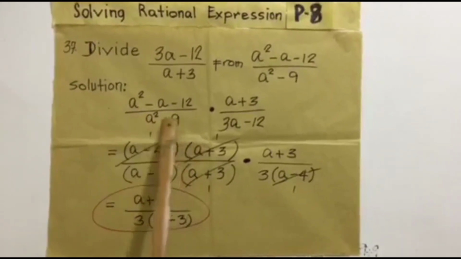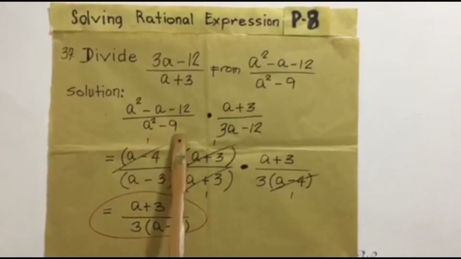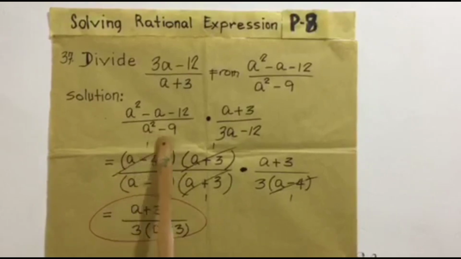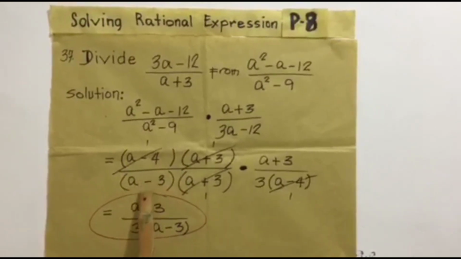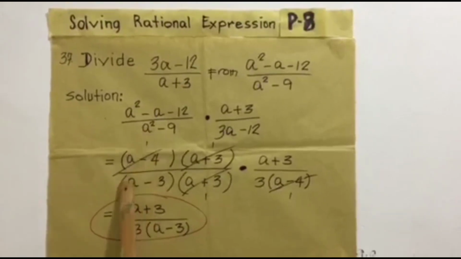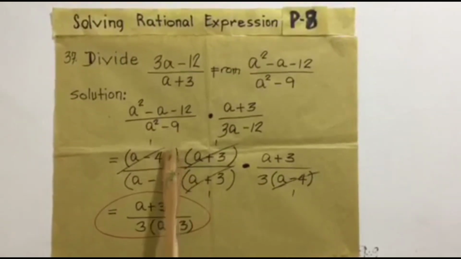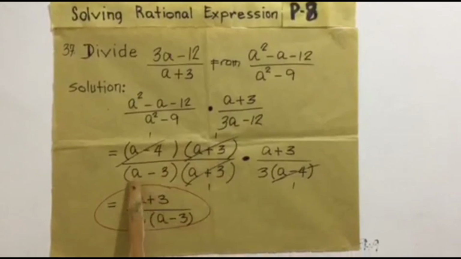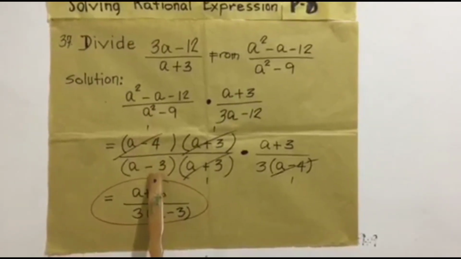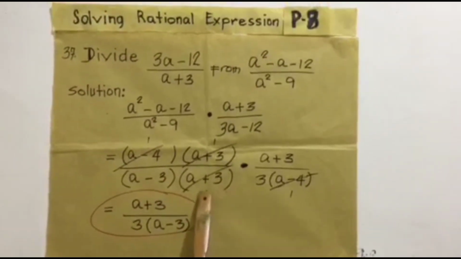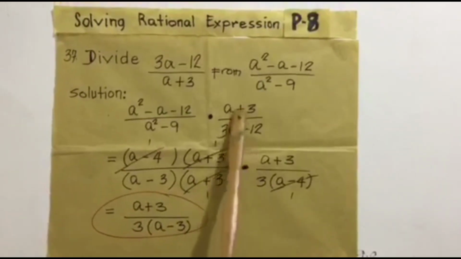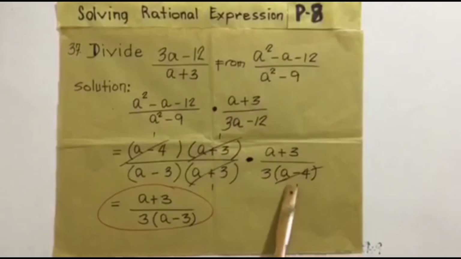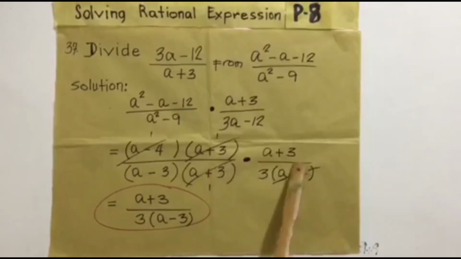Then we're also going to factor the a squared minus 9. So this is also factorable. We have the factor of a squared is a and a, and the factor of 9 is 3 and 3. We check: a times a is a squared, then negative 3 times positive 3 becomes negative 9. Also correct. This one, just copy, because it is already a plus 3.